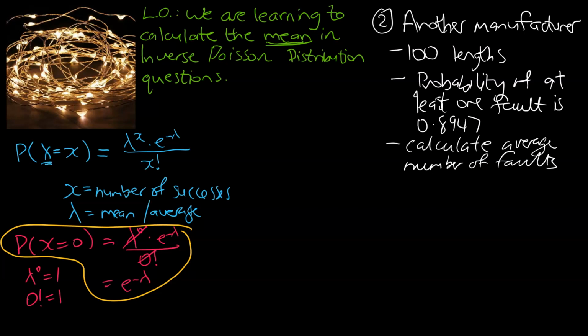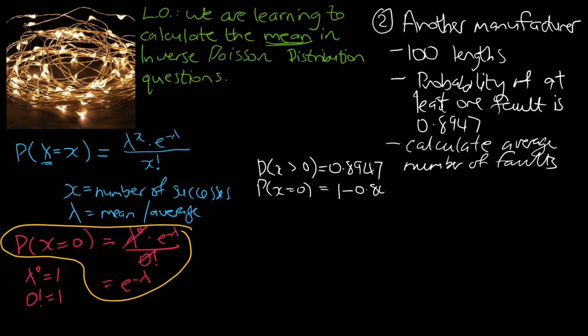And that's what we're trying to do here, is we're trying to calculate the average number of faults. Okay, so let's think of the variables that we have. Well, we've been given the probability of it being greater than 0. Which means the probability of it being exactly equal to 0, noting that we must have exactly equal to 0. Well, that's going to be 1 minus that probability.